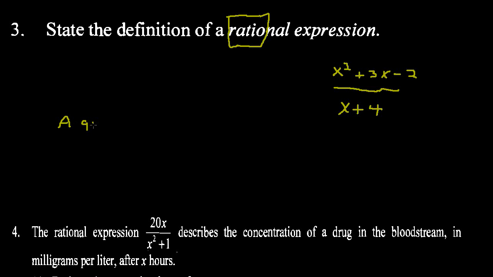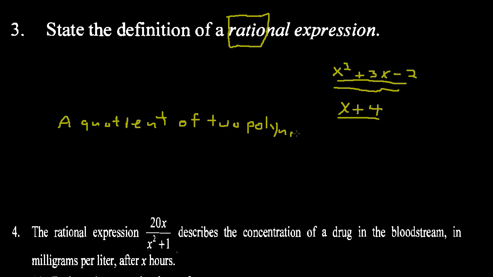Okay, quotient. And quotient of what? Well, what do I have here? That's a polynomial. That's a polynomial. A quotient of two polynomials. And that is the definition of a rational expression.